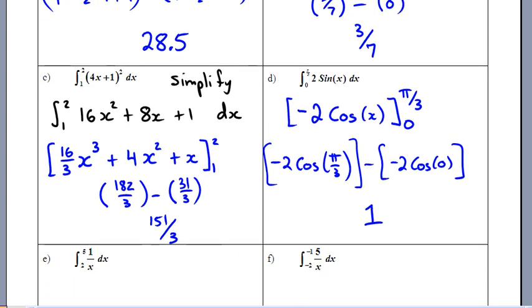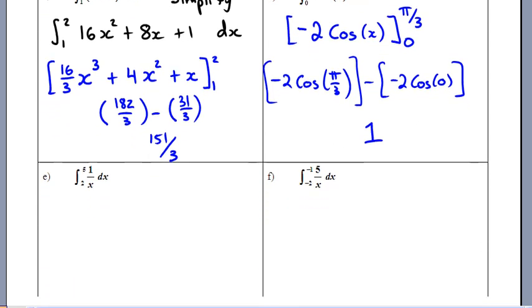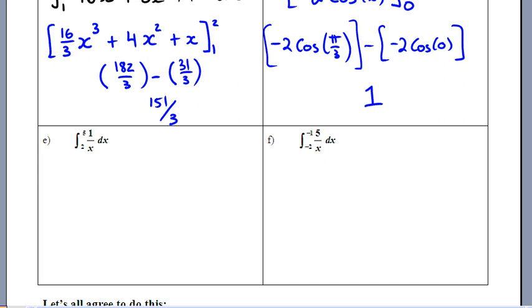Okay, the next one. These next two come kind of as a pair. I've got an integral of 1 over x dx. This one is different. It's all out on its own. It behaves a little bit differently. You can't think of this as being a power rule.